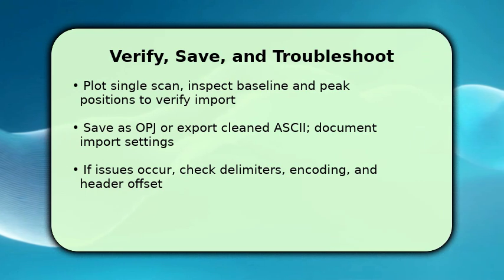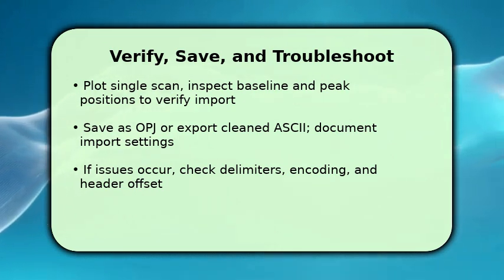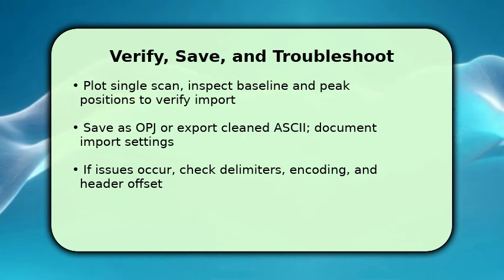If something goes wrong, for example misaligned columns or weird characters, check delimiters, file encoding, and header line offsets. These are the usual culprits. If problems persist, re-export from the diffractometer software with a simpler format.